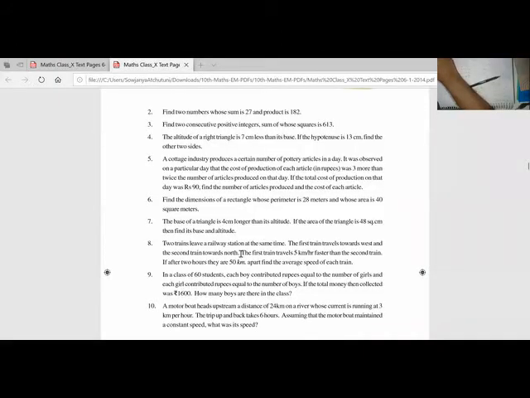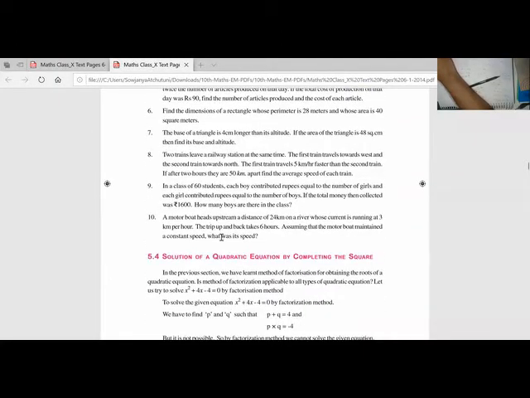So we have done this problem. Let us see this last problem. A motor boat heads upstream a distance of 24 kilometers of a river whose current is running at 3 kilometers per hour. The trip up and back takes 6 hours. Assume that the motor boat maintained a constant speed. What was its speed? What is it telling?